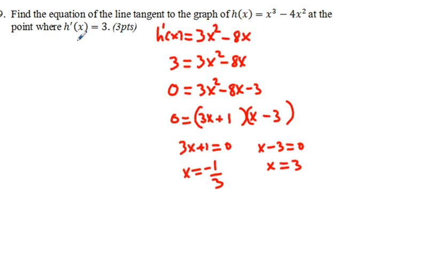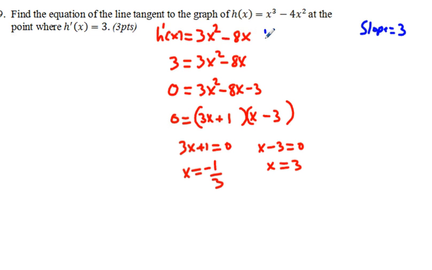Now it says find the equation of the line tangent to the graph at the point where h prime of x equals 3. I will be honest with you that I think this is going to be a lot easier where x equals 3 as opposed to using this fraction. Since they're only asking for 1, we can choose. I'm going to choose x equals 3. Well, for the equation of the line tangent, we already know the slope. The slope equals 3. H prime of x equals 3.